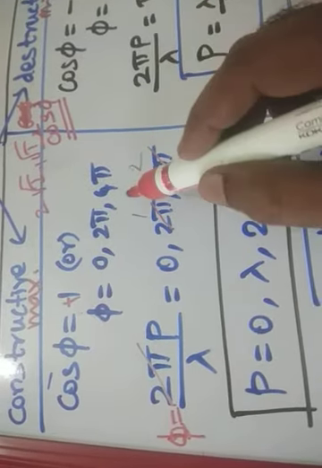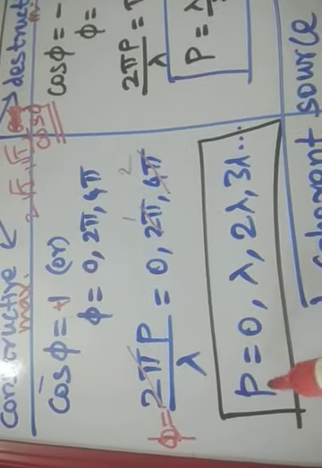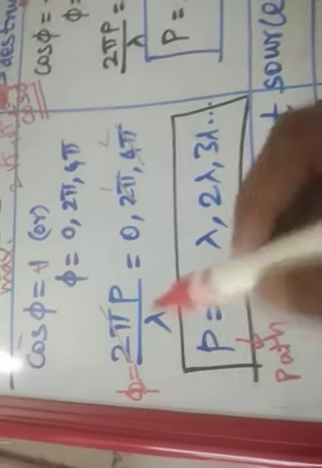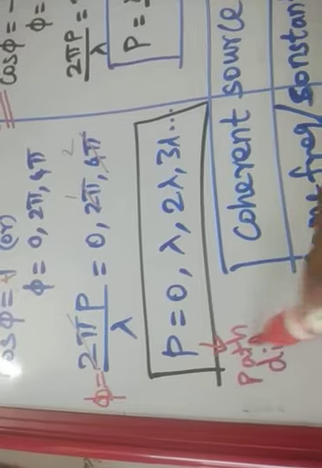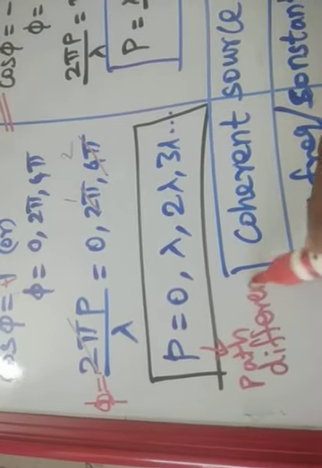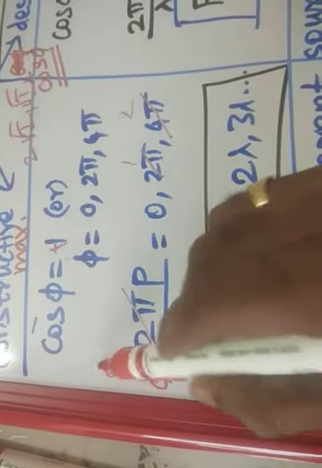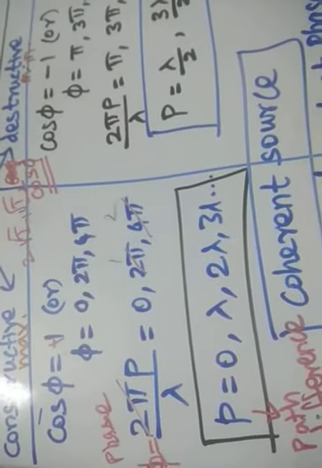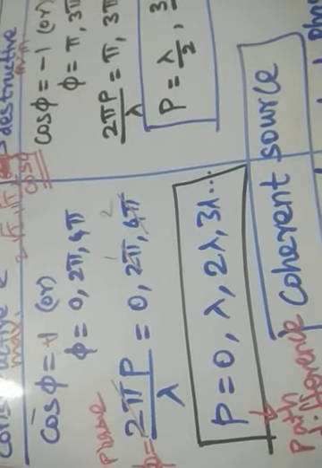So if you bring this λ here, p is the path difference and φ is the phase difference. The path difference means length, here the wavelength is a path difference, and φ is a phase difference. Whenever there is a path difference or phase difference between the two sources, interference must take place.